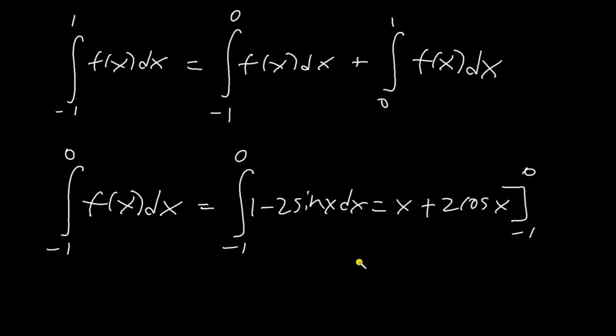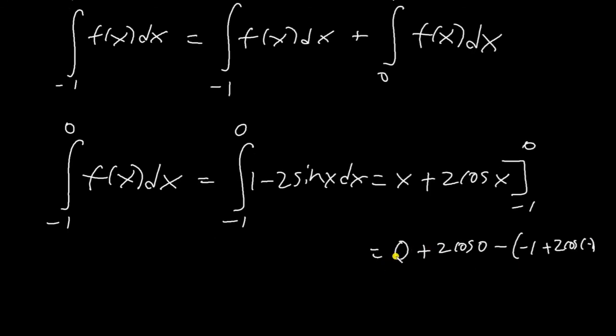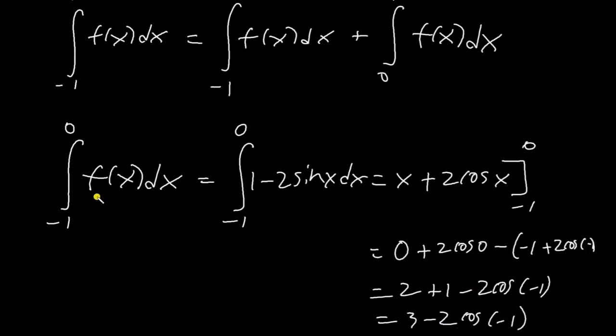So if we plug in -1 and 0, we're going to get, let's see, 0 plus 2 cosine 0 minus -1 minus 2 cosine -1. So plus 2 cosine of -1. Okay, so evaluating this, 0 is 0, right? Cosine of 0 is 1. This is 2 plus 1 minus 2 cosine -1, which is 3 minus 2 cosine of -1. Okay, so that is this first integral.